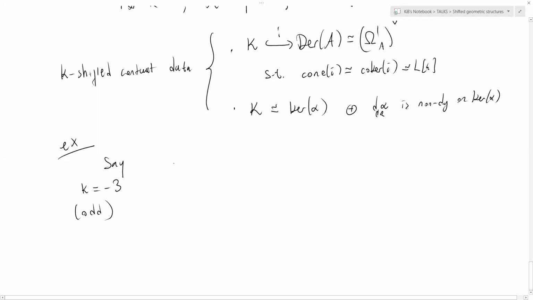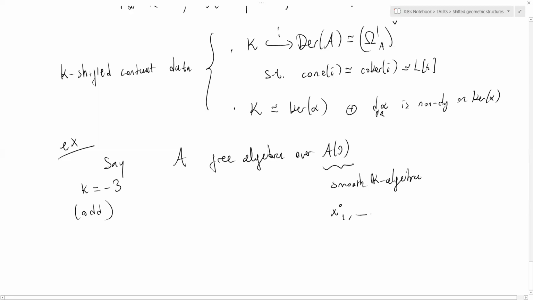Okay, and let's say our A is a free algebra over A0. And A0 is just a smooth K algebra with the following coordinates. Let's say you have degree 0 variables. So the meaning of smooth K algebra is the following. You have, let's say, finitely many degree 0 generators such that the module of Kähler differentials over here is actually spanned by these things.